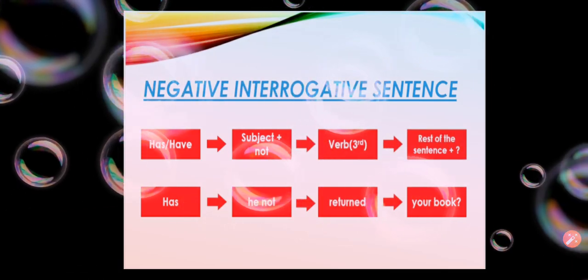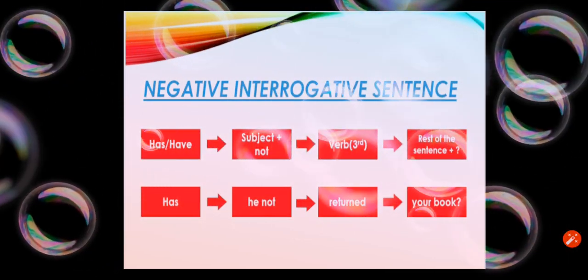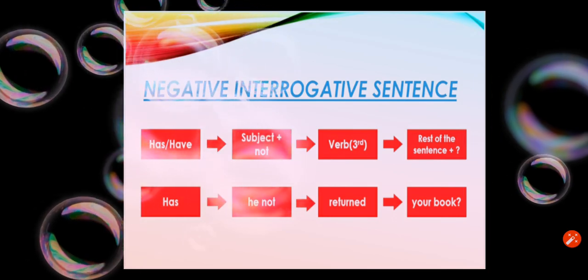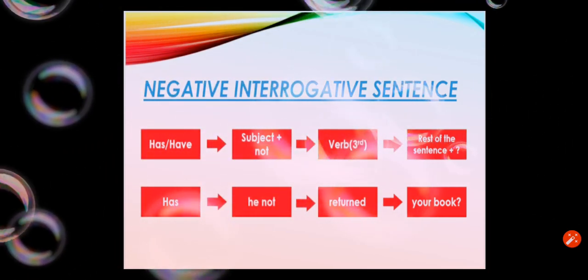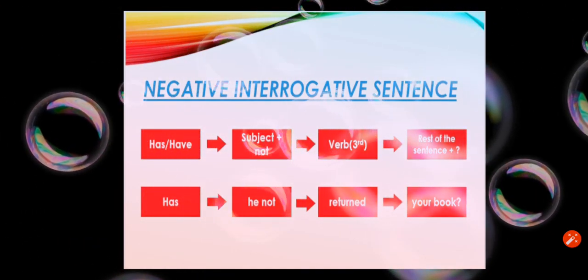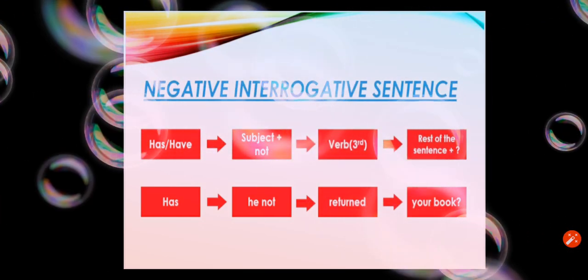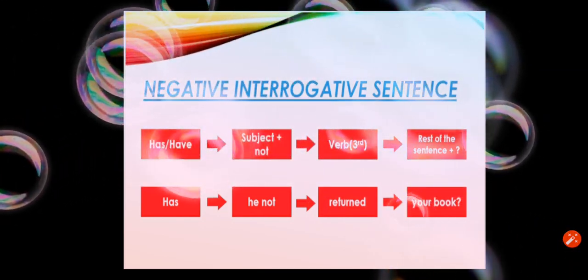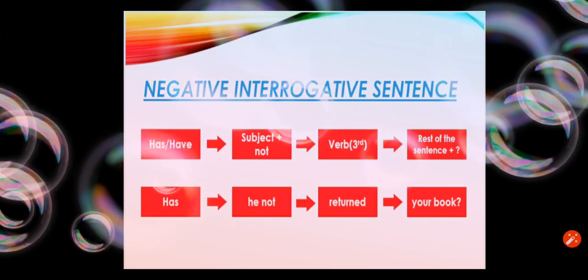For example, has he not returned your book? Here has is the helping verb according to he, then not, then the verb's third form and then your book with a question mark.